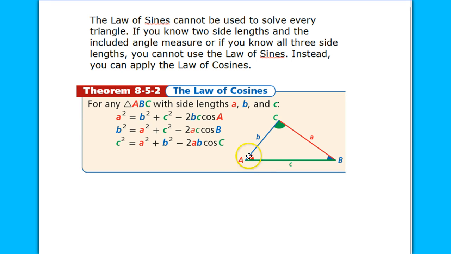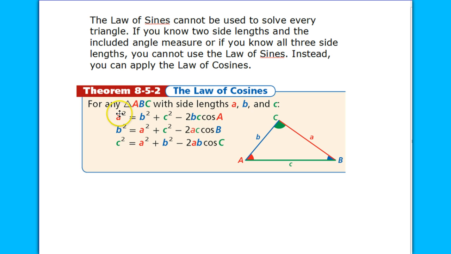So for any triangle ABC, with side lengths of a, b, and c, a squared equals b squared plus c squared minus 2bc times cosine of A. So you see where it gets the name cosine, right?